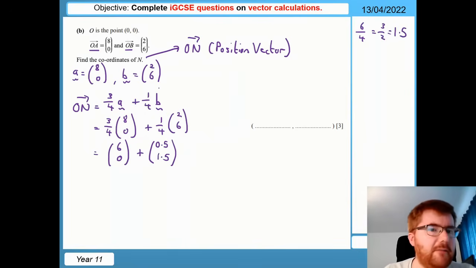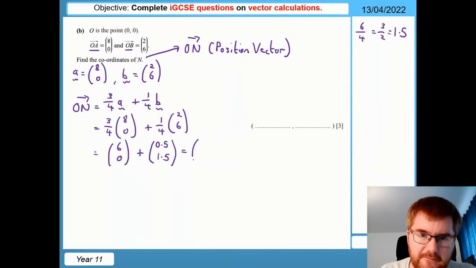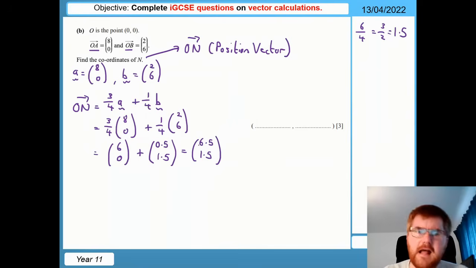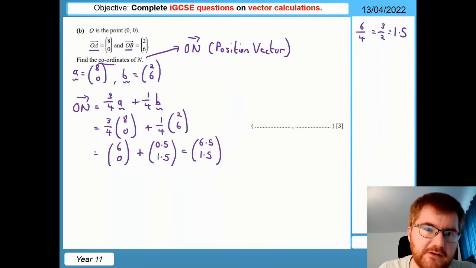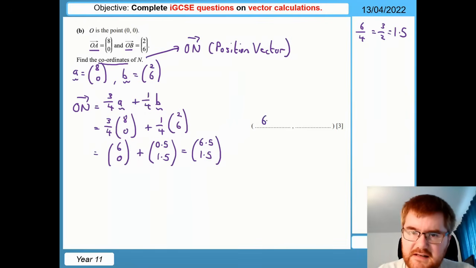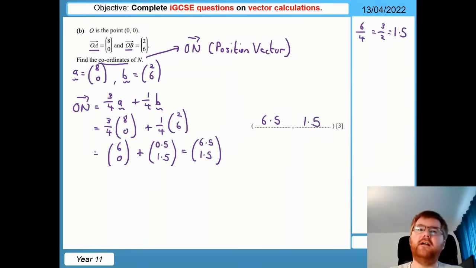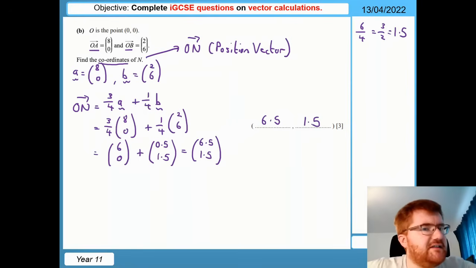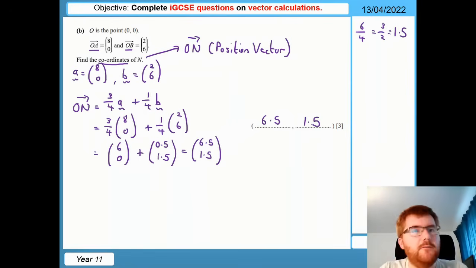And once we've done that part, we can just add together the two vectors. So 6 plus 0.5 is 6.5, and then 0 plus 1.5 is 1.5. And of course we can't leave it as a vector because they want the coordinates, as given in the question, so we then just write it into the two gaps. So 6.5 and 1.5.